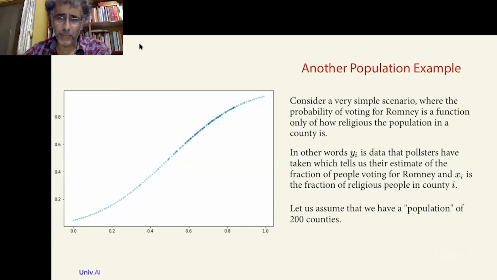Y_i is the data that pollsters have taken when they tell us their estimate of the fraction of people voting for Romney, and X_i is the fraction of religious people in county i. Let's assume we have a population of 200 counties, and notice one thing about this population: there seems to be a somewhat higher sampling between 0.6 and 0.8. So this is not uniformly sampled. There are more counties between 60% and 80% religiousness. Probably fairly representative of the US. So that's the setup of the data set.